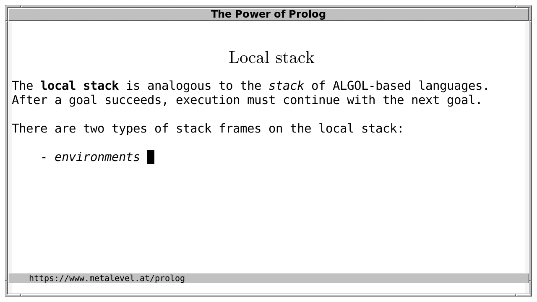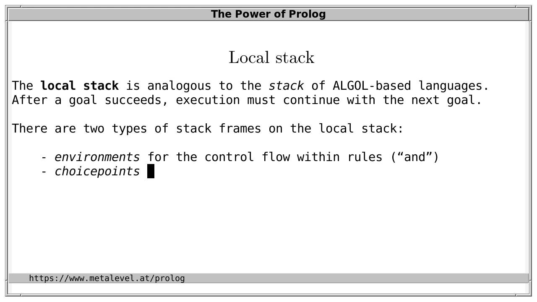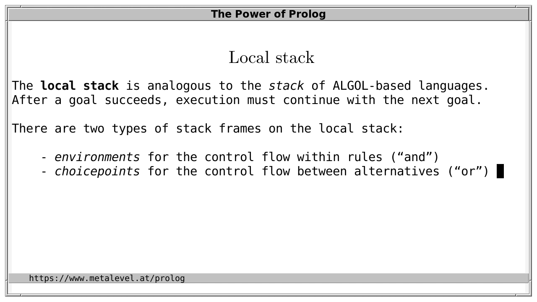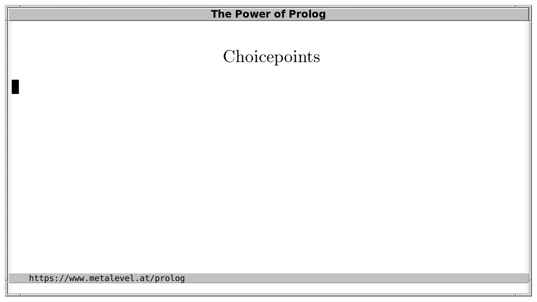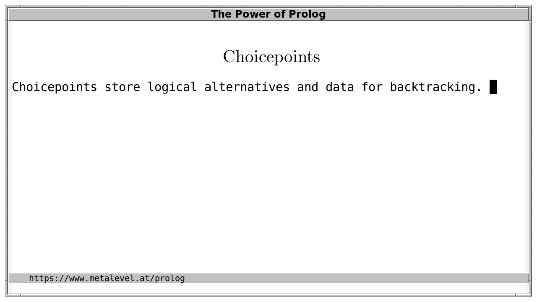Environments, which we've just discussed, these are for the control flow within rules, which we could call the AND control flow, because within rules we have conjunctions of goals. And the second type of stack frames are called choice points. And they arise in Prolog because Prolog also considers logical alternatives. And we could call this the OR control flow, because different clauses are logical alternatives. Either one or the other must apply. So let's now take a closer look at choice points. They are used for storing logical alternatives and all the data we need for backtracking.